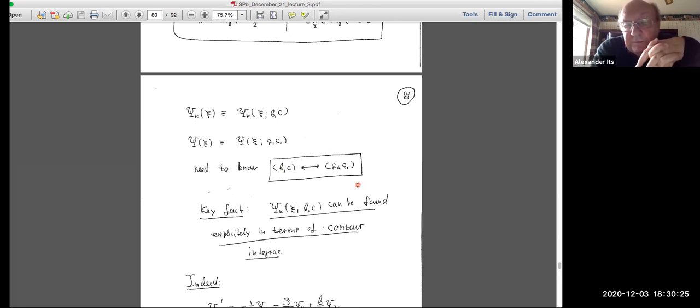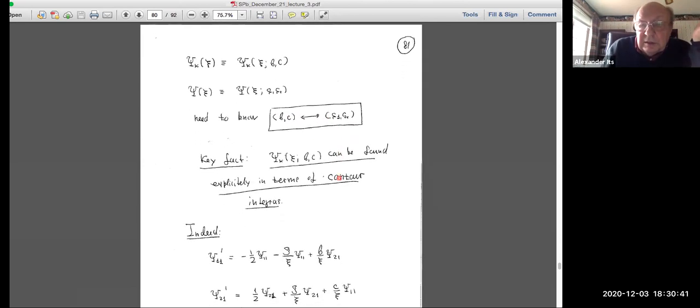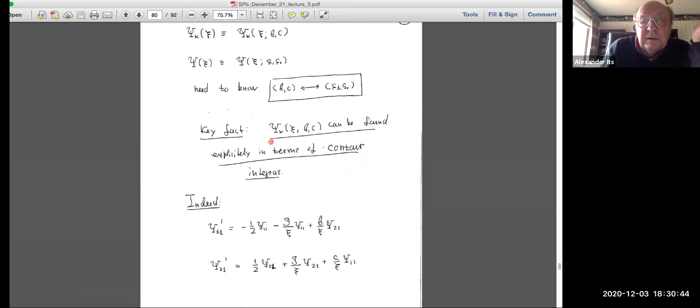And in a general setting, that would be all. I would only refer to the general inverse monodromy problem or direct monodromy problem, and I could not say more about those functions. But, and this is a great bonus, the key fact is that psi k as a function of B and C can be found explicitly in terms of contour integrals. After that, you can solve everything. You can express everything.